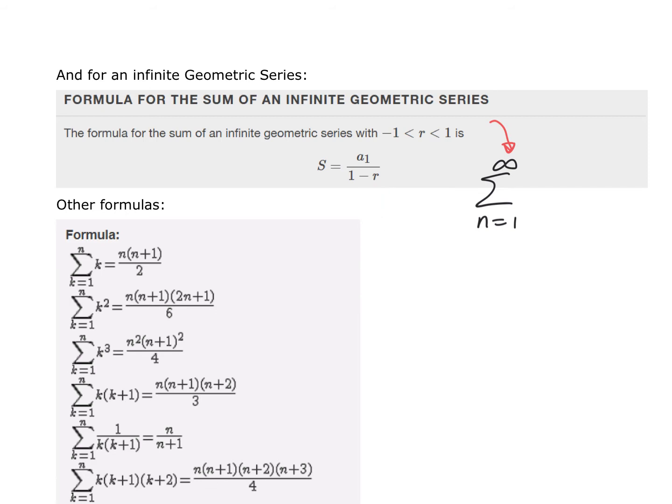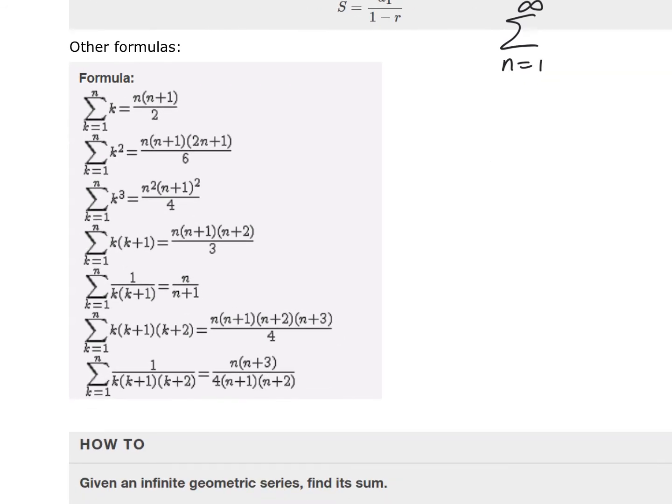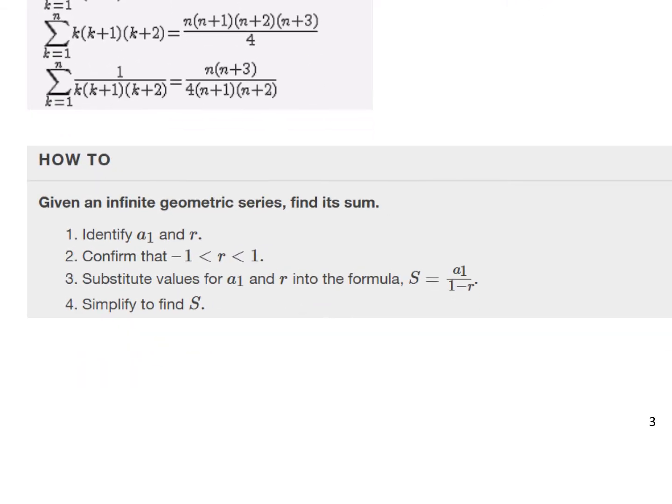Here are some other formulas that you might find useful. When you have just k squared, k cubed, k plus 1, and then if you have 1 over k plus 1, these formulas are also useful. They're not in your book. If you need these formulas, I provide them for the test, so don't worry about memorizing them, but do know where to find them in the notes and how to use them.